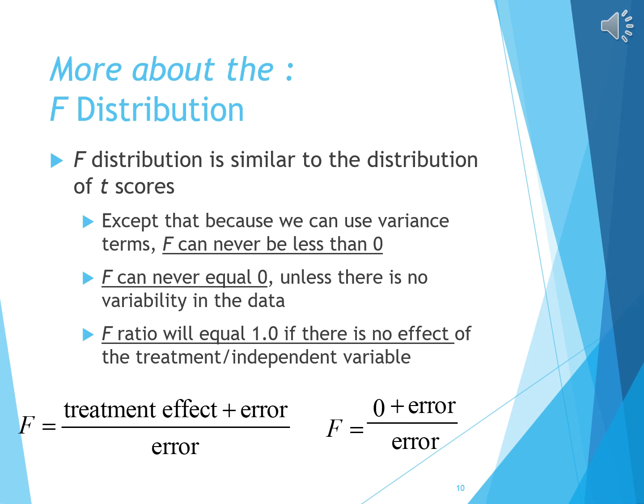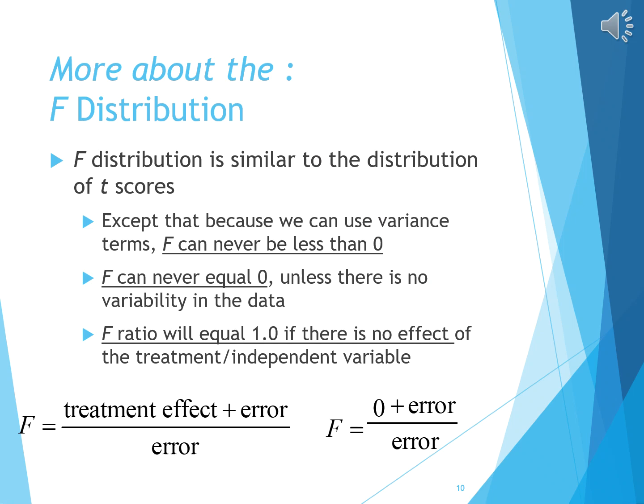But a nice thing about the F distribution is that an F ratio, or F value, F score, whatever you want to call it, will always equal 1 if there is no effect of the independent variable. Looking at one way to calculate an F statistic, F score, F value, or F ratio, all those things mean the same thing, it is treatment effect plus some kind of error, divided by error. If the treatment effect is equal to 0, then that drops out of the equation and you're just left with error over error, which is 1, right?